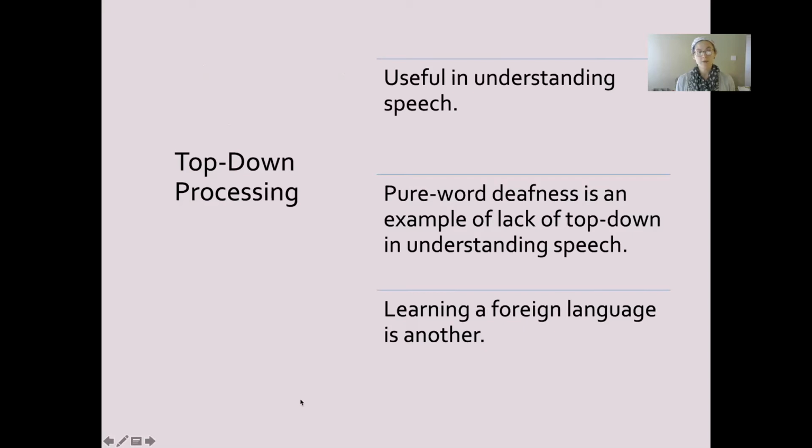This type of process is really useful in understanding speech. We know this because pure word deafness is an example of a lack of top-down processing in speech. It is when people can still distinguish what sounds are being said. They might even be able to repeat those sounds. They know what the sounds are, but they no longer know from a bigger picture what those sounds mean when they're put together. So when somebody with this condition hears someone speak, it's just sounds, just like when you hear a foreign language. They mean nothing to you. Even the person's own speech means nothing to them.